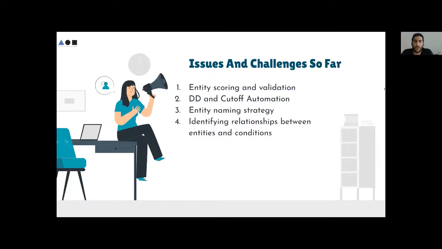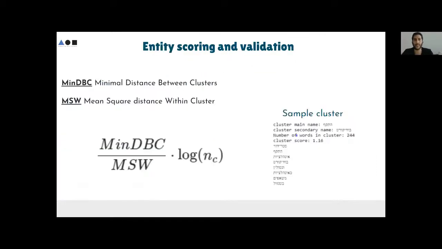So let's talk about the issues and challenges so far. Up to this point, Hernan mentioned the pipeline that we went through, and now we have entities. I'm going to go over the challenges one by one. Let's start with the first one, entity scoring and validation. We want to identify which entity is good and which entity is bad. The score we came up with goes as follows.